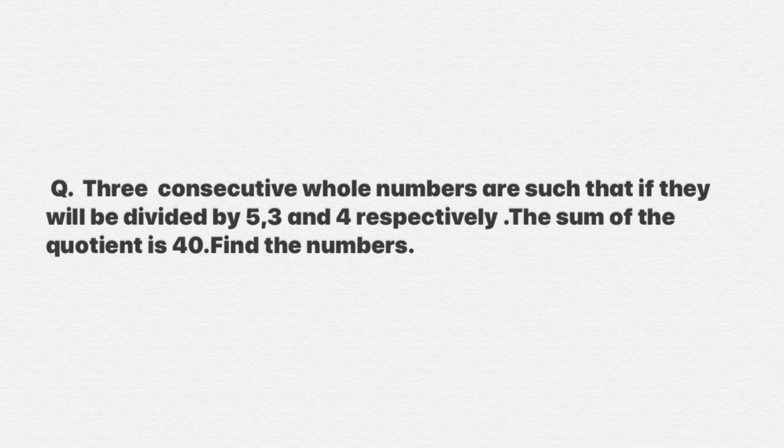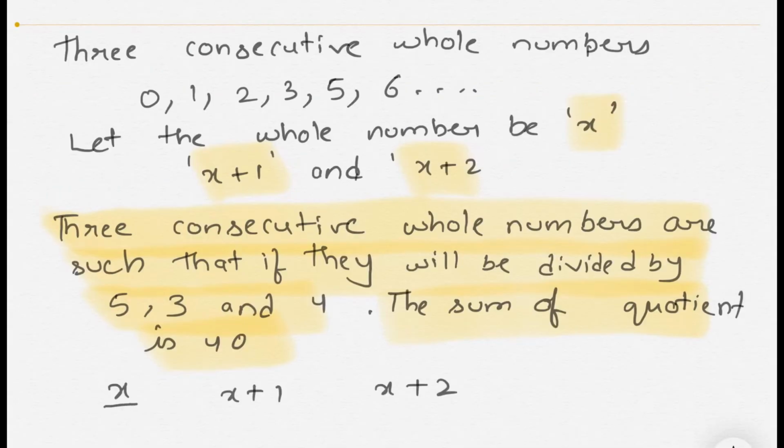Now the question says 3 consecutive whole numbers are such that if they are divided by 5, 3 and 4, the sum of the quotients is 40. The first number is divided by 5, the next number is divided by 3, and the next number is divided by 4. So x by 5, x plus 1 by 3 and x plus 2 by 4 are the quotients. The addition of their quotients is equal to 40.